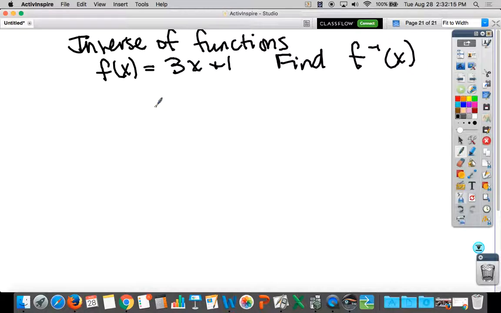I bet my two college algebra... my college algebra students from last year still don't remember.